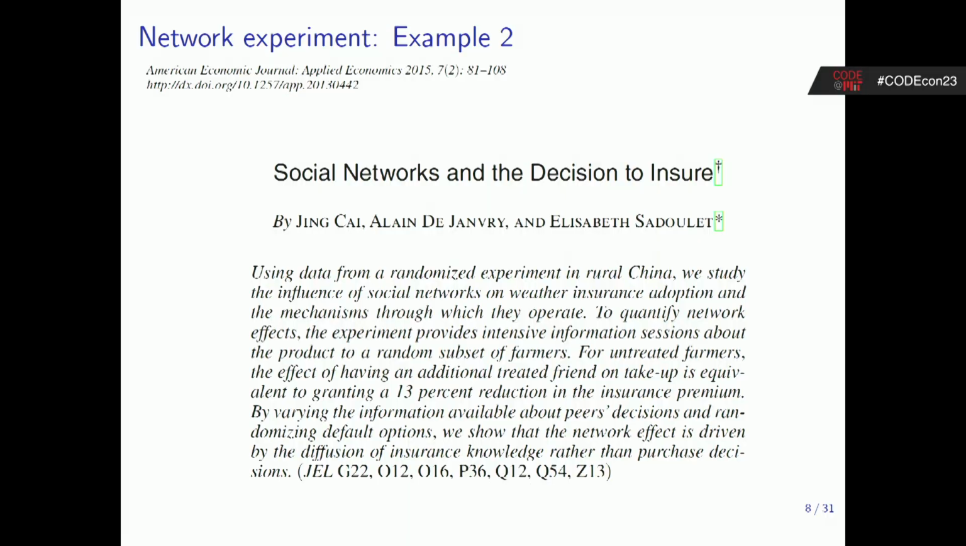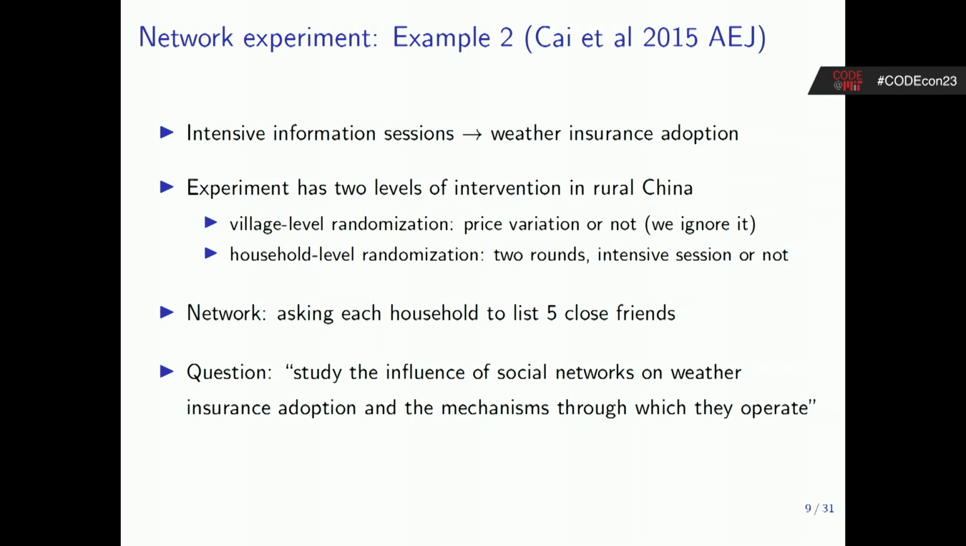Okay, it's a part of the data to illustrate our idea. The second experiment was done by some economists on social networks and the decision to ensure this, an experiment done in rural China. They want to encourage the farmers to buy weather insurance. At that time, the insurance was new. That's why the farmers didn't know. They want to encourage them to buy with some intensive information session.